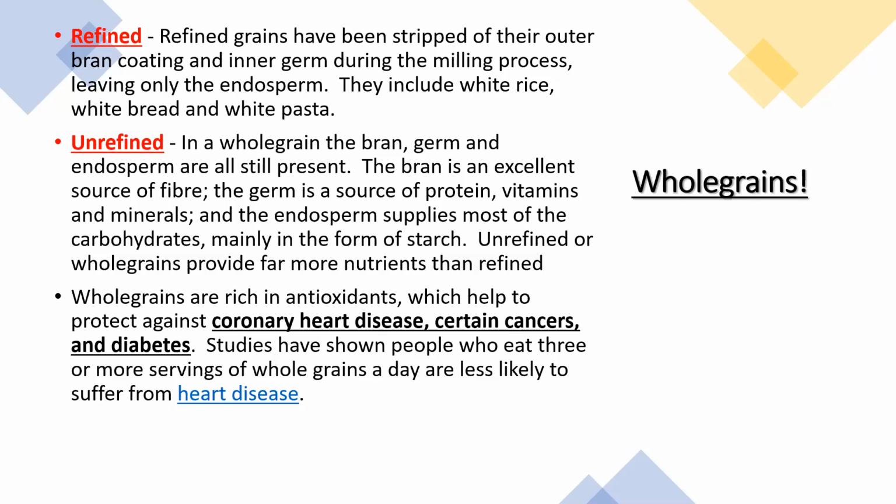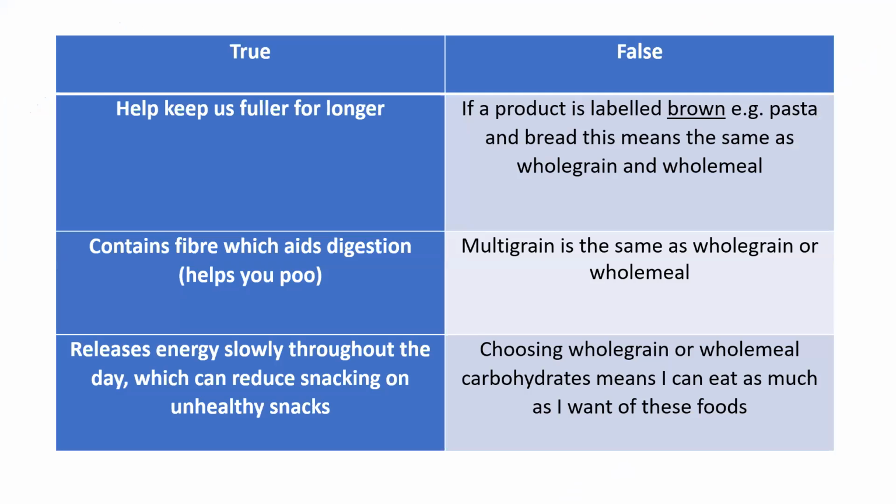Unrefined or whole grains provide far more nutrients than their refined counterparts. Whole grains are rich in antioxidants, which help to protect against heart disease, certain cancers, and diabetes. Studies have also shown that people who eat 3 or more servings of whole grains a day are less likely to suffer from heart disease. And most people get their whole grain from wholemeal bread or whole grain cereals, such as porridge or certain cereals. So by choosing a whole grain variety over a refined grain, you're taking out any added sugar or salt. And examples of whole grain food include brown rice, whole grain bread, brown pasta. These are a couple of examples of it.